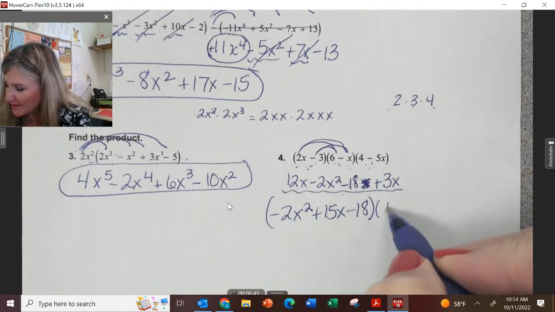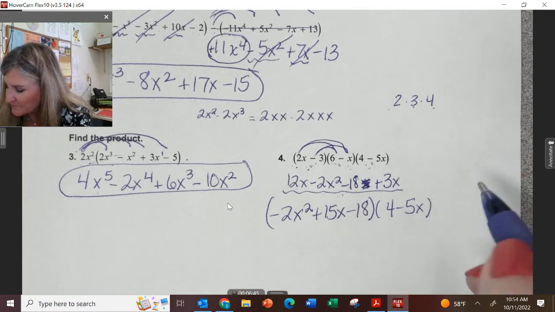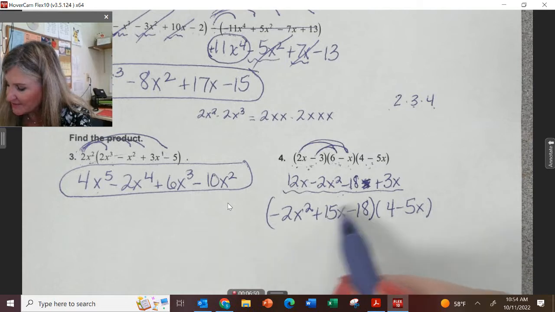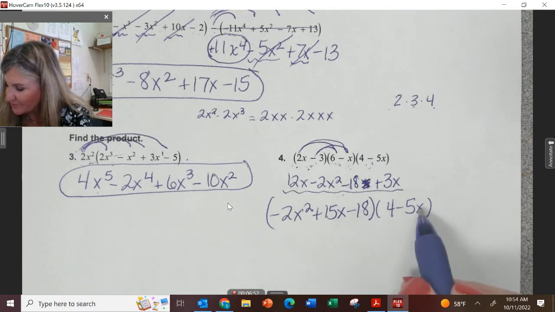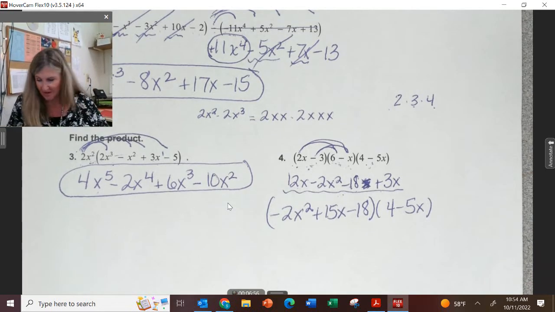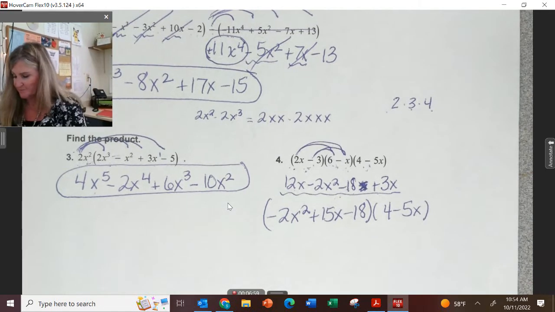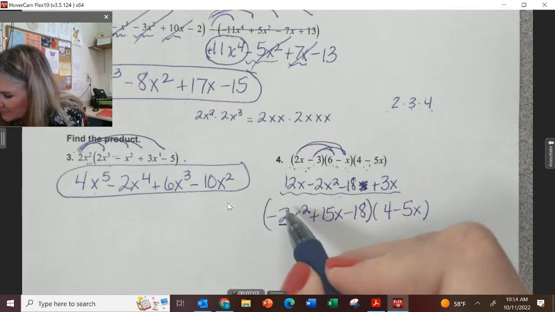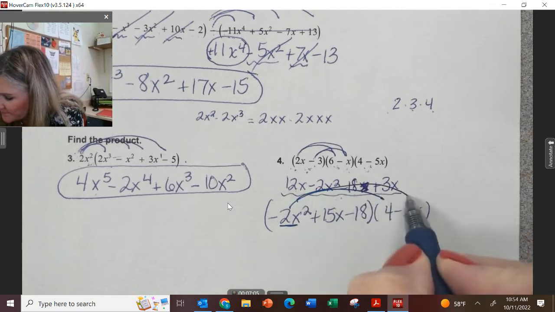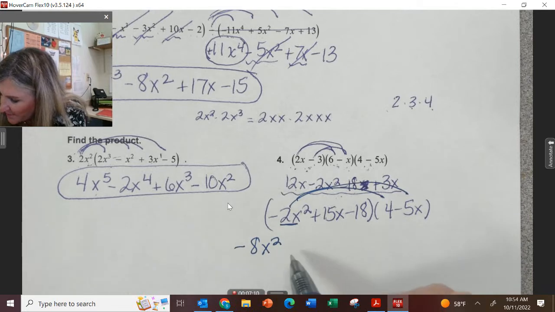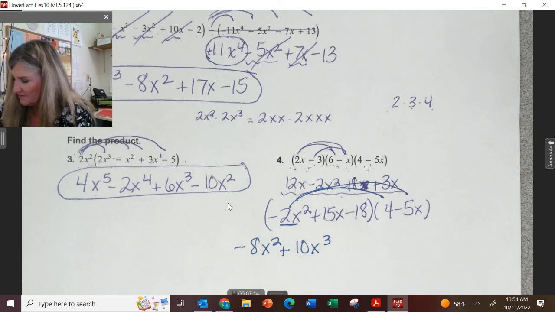Now we have to multiply by this last one. And so I have to multiply this through by each of these, this through by each of these, and this through by each of these. So sometimes it helps if you actually even have different colors so you can tell what you're doing. I'm going to take this term times both of these to start. That's going to give me negative 8x squared plus 10x cubed.